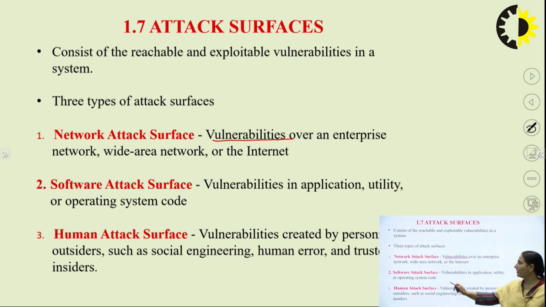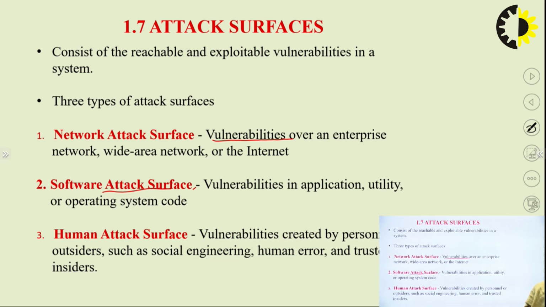Second is the software attack surface. Vulnerability in applications, utilities or the operating system code, right? Any weakness or issues in any applications that we are dealing with, the utilities that we are dealing with, or the operating system code falls under the category of software attack surface. Now next is the human attack surface.